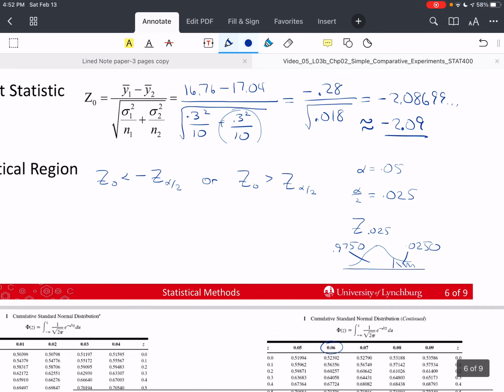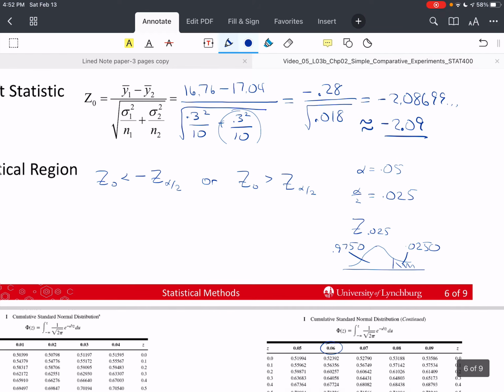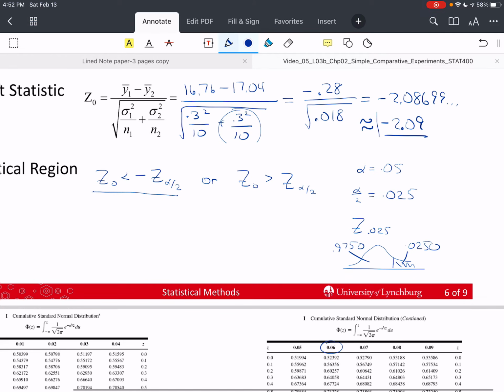So what we do is we plug in. So here's the first statement. Now, I'm going to use this statement because Z is less than 0. This is negative. So I've got negative 2.09 less than negative 1.96.